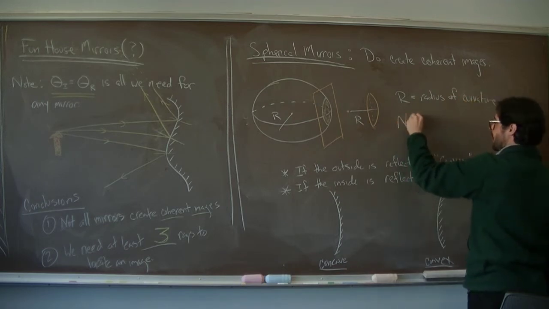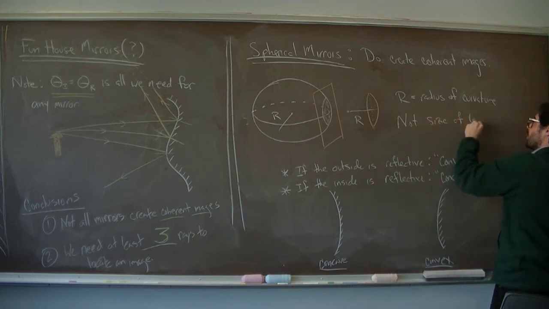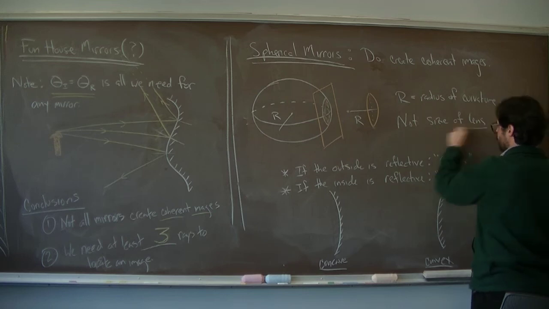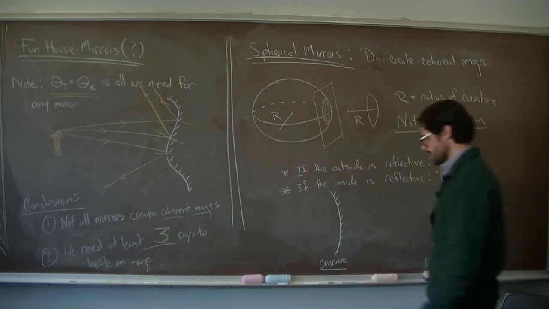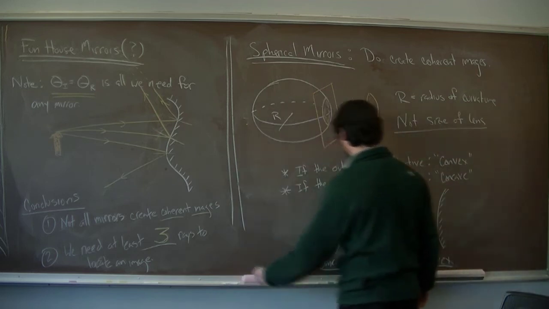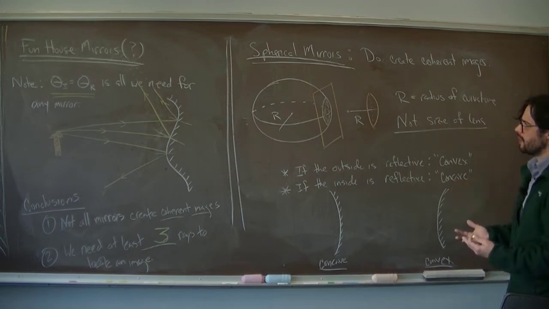It is not the size of the lens, which is a really common, annoying kind of red herring physics problem to distract or to throw at people. So we have two options. We could have a mirrored interior of our spherical shell, or we could have a mirrored exterior.